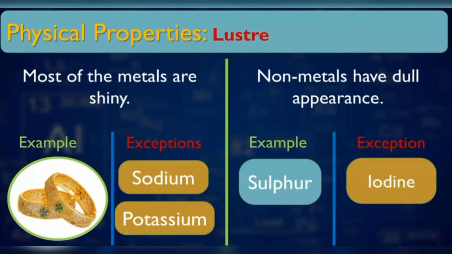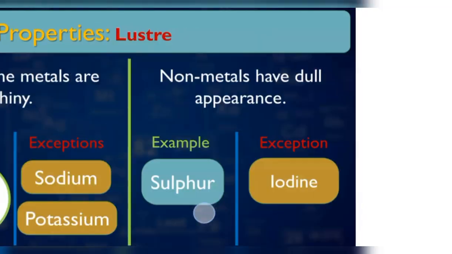Next physical property is luster. Luster is basically shiny appearance. So most of the metals are shiny. When they are polished, their surface becomes shiny. And non-metals have dull appearance and they do not shine.